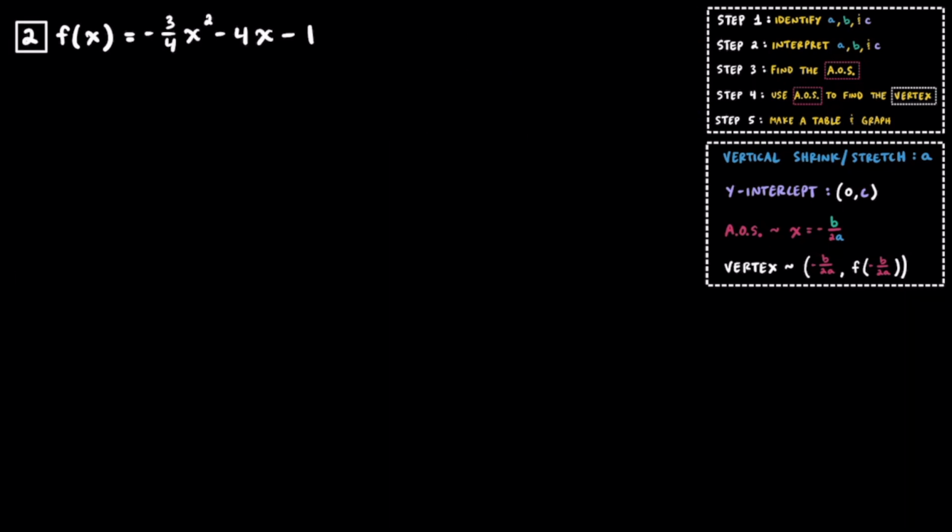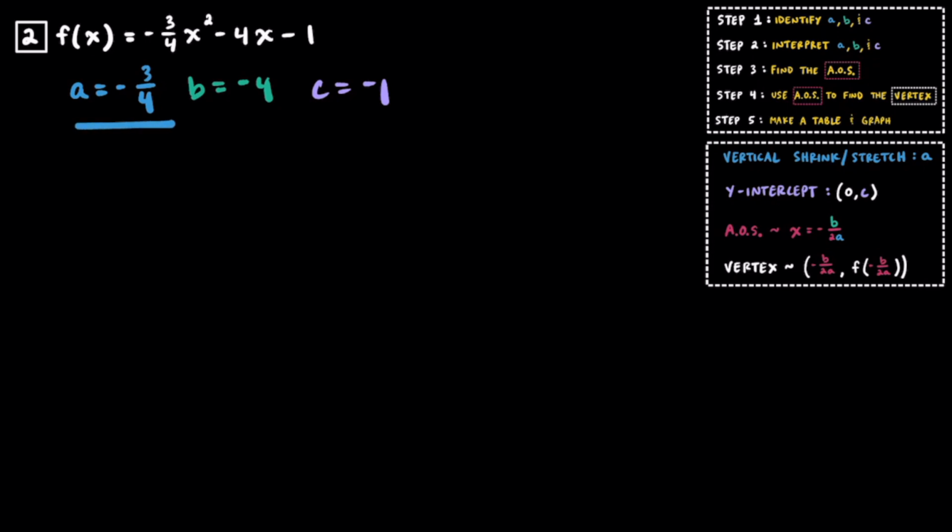For example 2, let's graph the quadratic function f of x is equal to negative 3/4 x squared minus 4x minus 1. Looking at this function, we can identify that the value of a is equal to negative 3/4, the value of b is equal to negative 4, and the value of c is equal to negative 1.